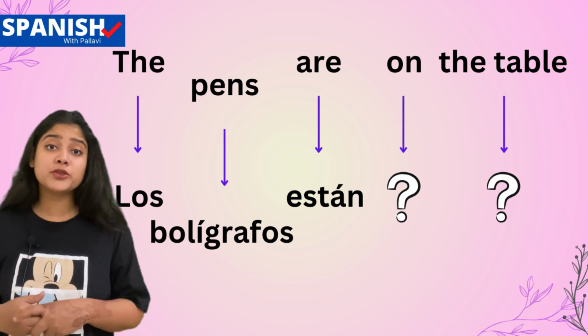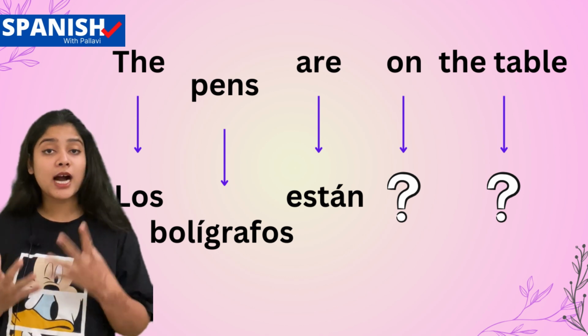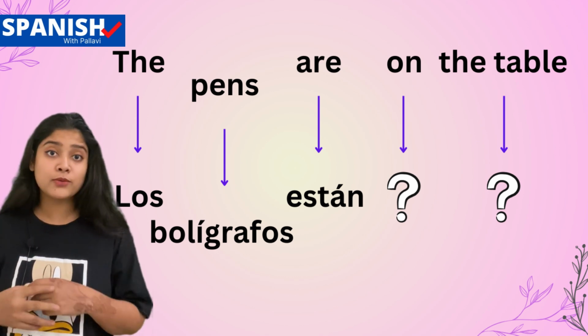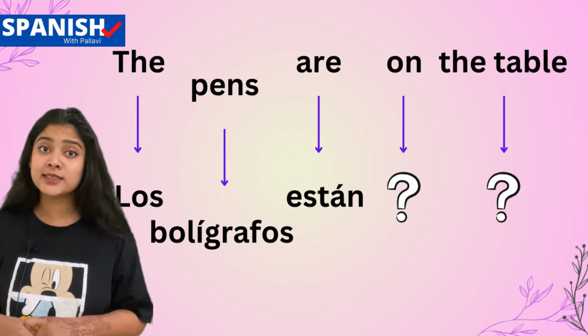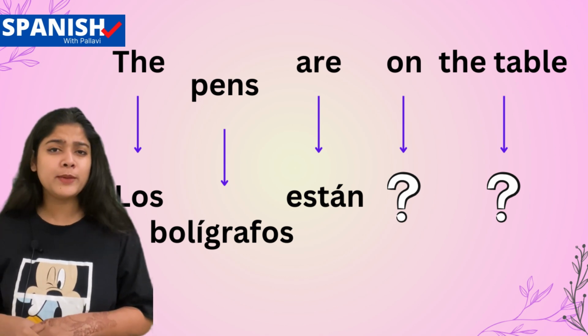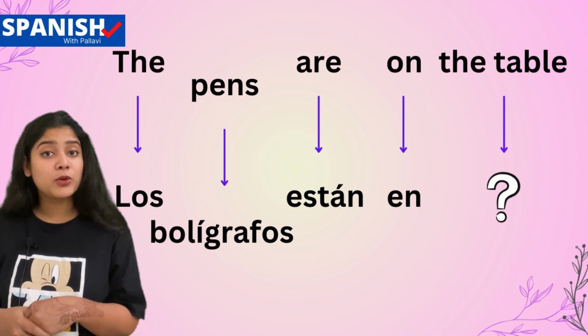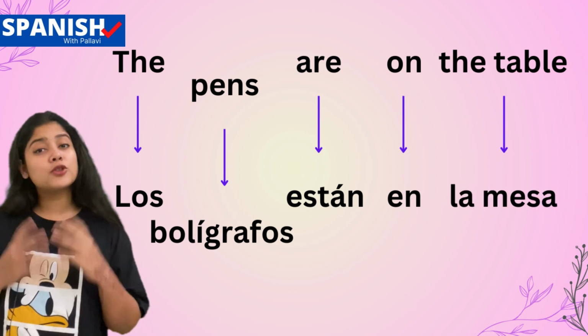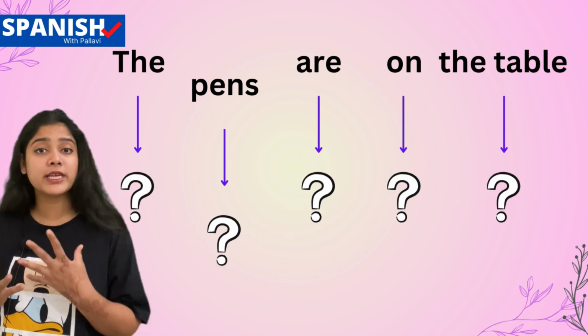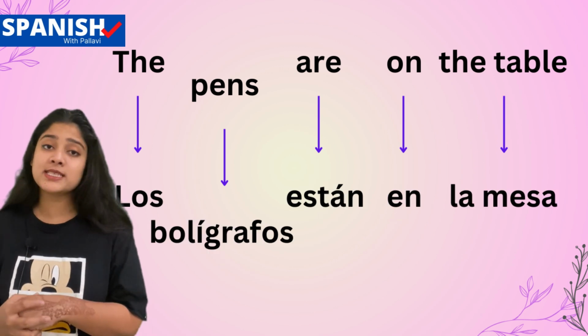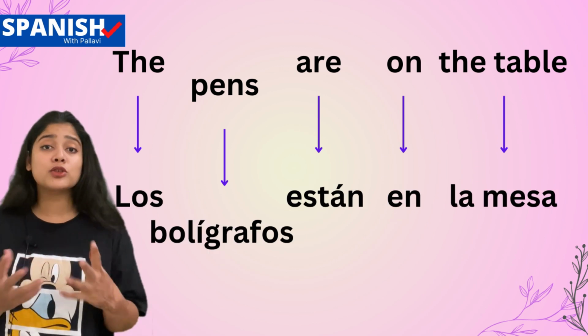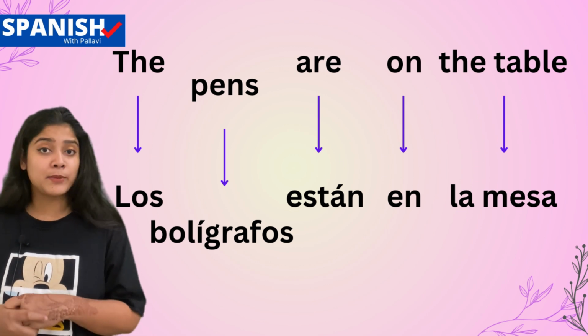So let's get back to the sentence. The pens are on the table. Are will be están. On will be en. The table will be la mesa. So the whole sentence will be the pens are on the table. Los bolígrafos están en la mesa.